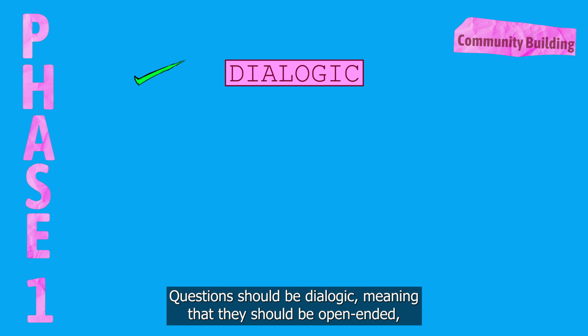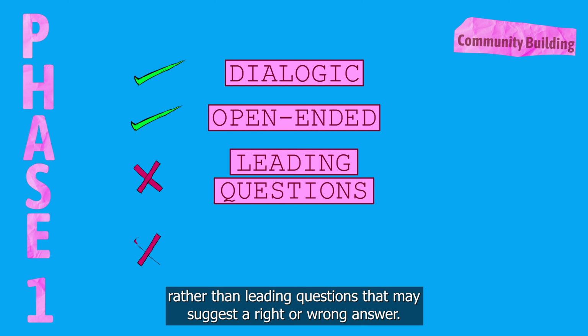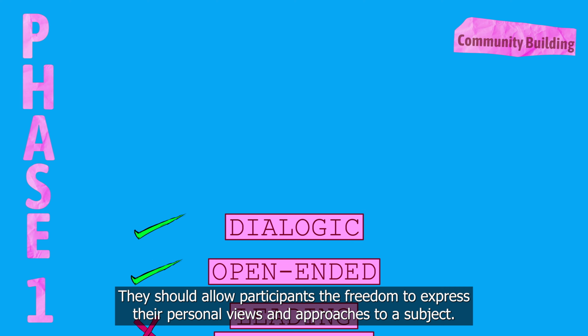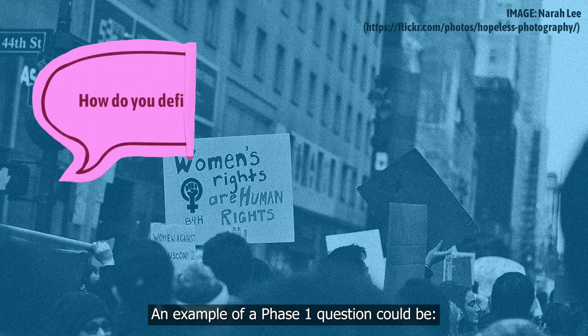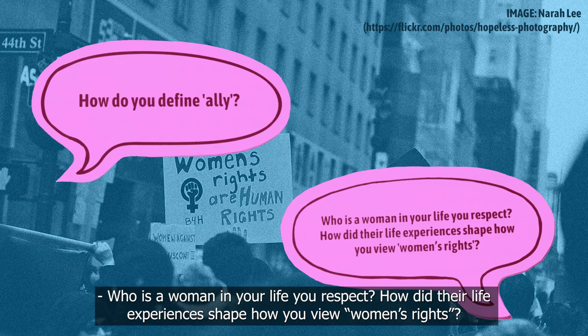Questions should be dialogic, meaning that they should be open-ended rather than leading questions that may suggest a right or wrong answer. They should allow participants the freedom to express their personal views and approaches to a subject. An example of a Phase 1 question could be, how do you define ally? Who is a woman in your life you respect? How did their life experiences shape how you view women's rights?